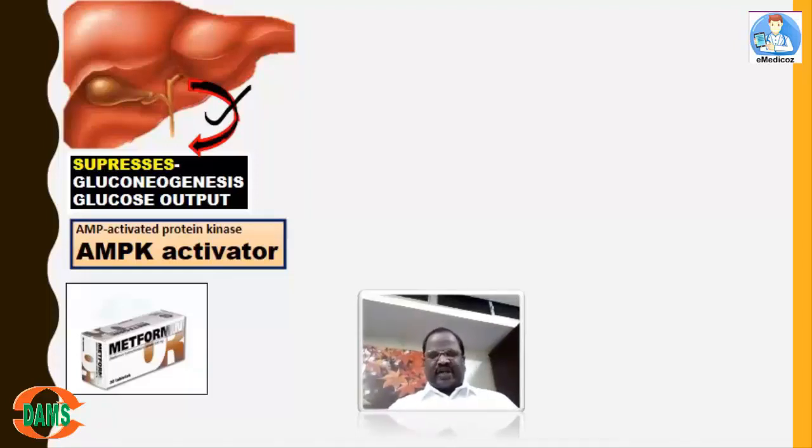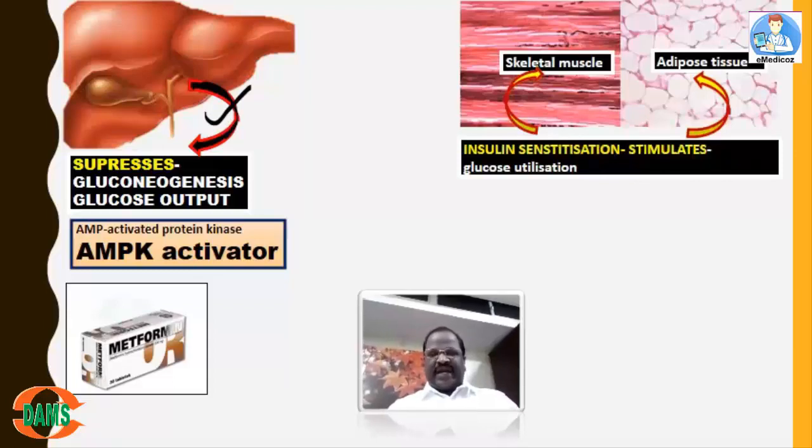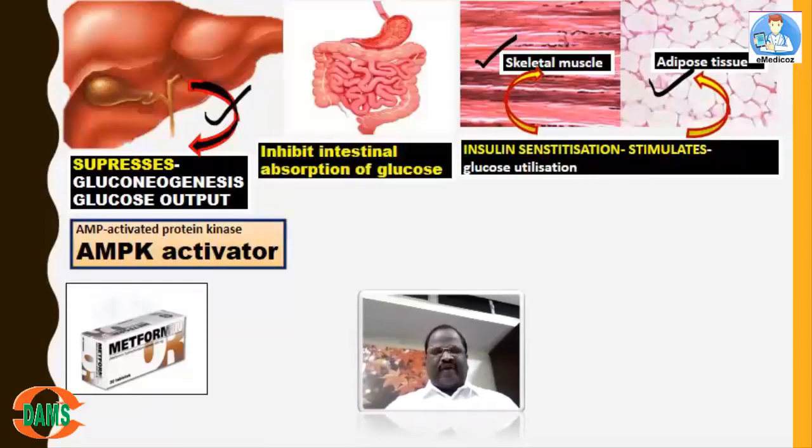There are some other mechanisms of action also. For example, metformin sensitizes insulin action in the periphery, like adipose tissue and muscle tissue. By sensitizing the insulin receptor, it increases glucose utilization in peripheral tissue. So the glucose in circulation is utilized properly by adipose and muscle tissue. That is the second mechanism of action. And third, a minor mechanism of action, metformin also inhibits intestinal absorption of glucose. By these three mechanisms, metformin controls blood sugar.